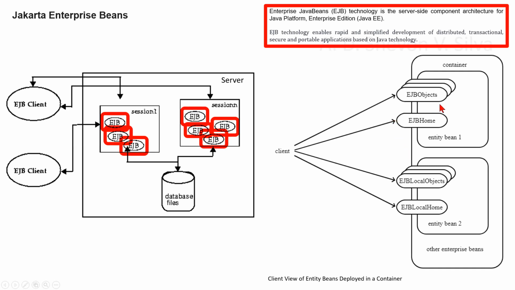Here the interface EJB object. The EJB object interface is extended by all enterprise beans remote interfaces. An enterprise beans remote interface provides the remote client view of an enterprise bean object. An enterprise beans remote interface defines the business methods callable by a remote client.